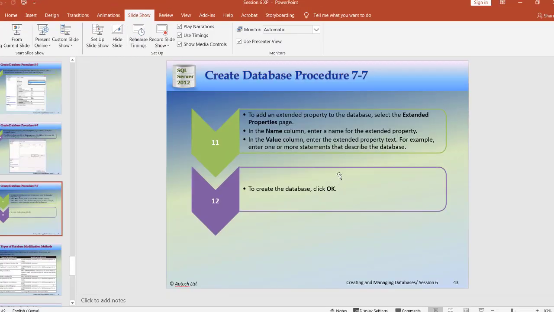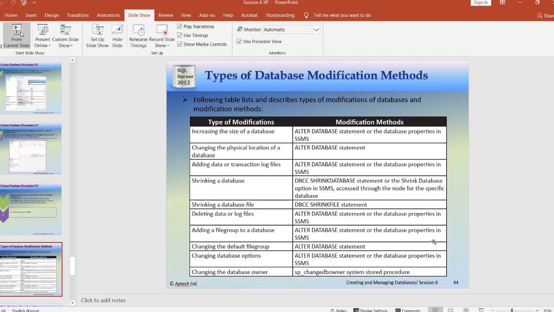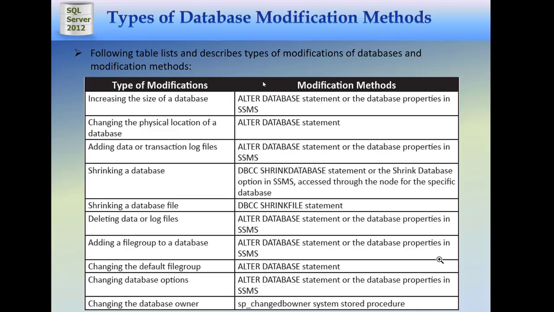We are through with this page. Now we continue very quickly. Now, types of database modification methods. The following table lists and describes types of modifications of databases and the modification methods. Type of modification, you want to increase the size of the database. So the method is alter database statement or the database properties in SSMS. Changing the physical location of a database, you will issue the alter database statement. Adding data or transaction log files, you type in the alter database statement or the database properties in SSMS.